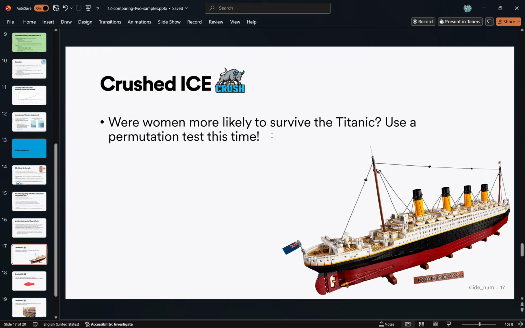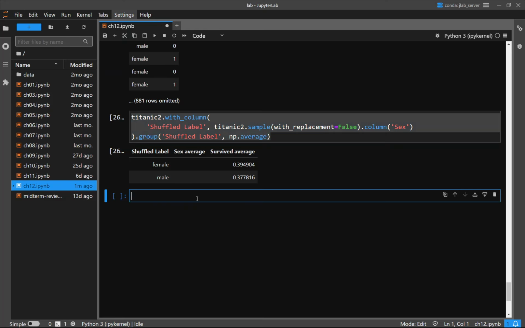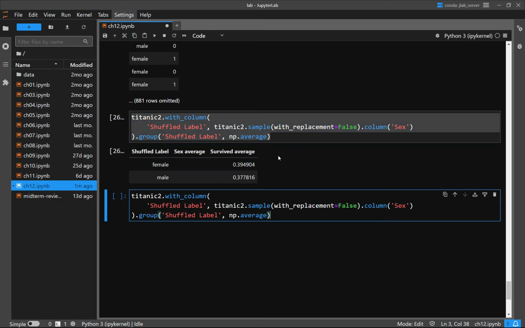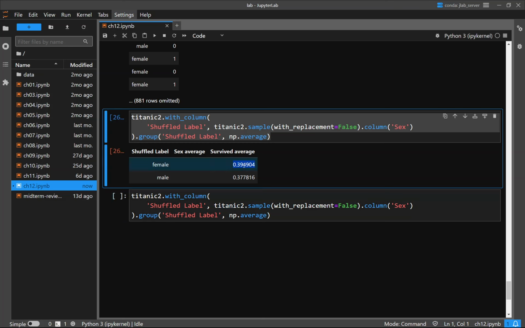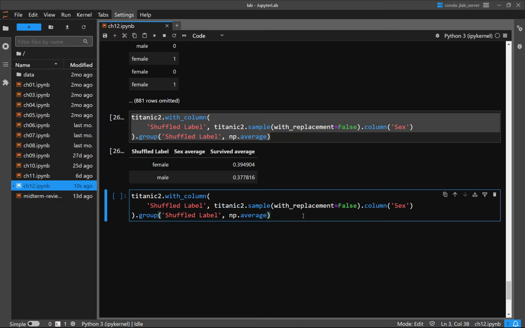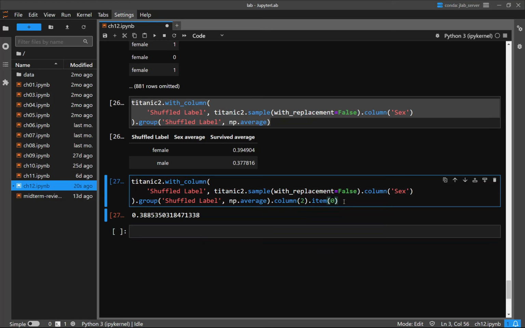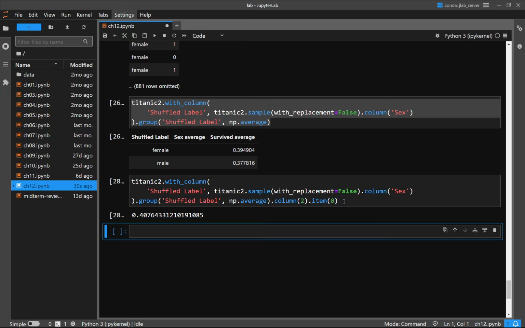So every time we do this, we don't just want this table. Let's say that our statistic is the proportion of women who survived the Titanic. Under the assumption that it didn't matter if you're male or female, we can do this shuffling and get these values. And the way to get this female survived average is to go to its column after we do this grouping. This is a table again. This is column 0, 1, 2. Column 2, item 0. That would give me the female survival percentage under the assumption that my null hypothesis was true.